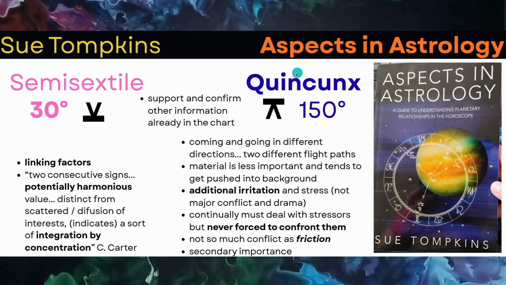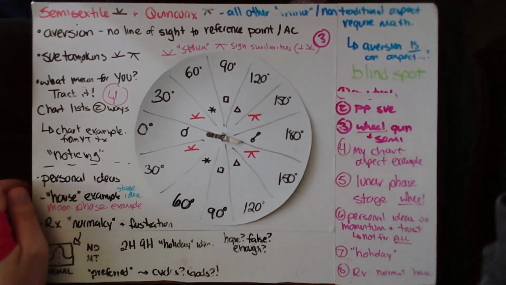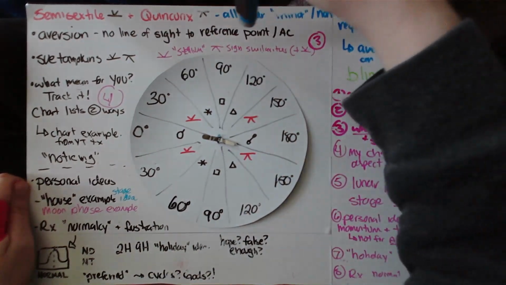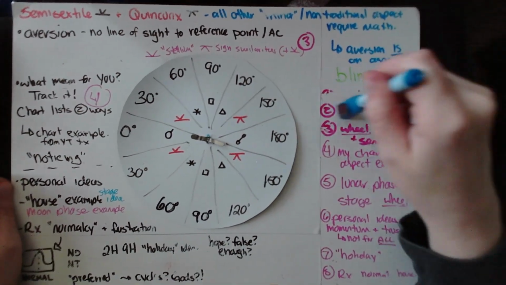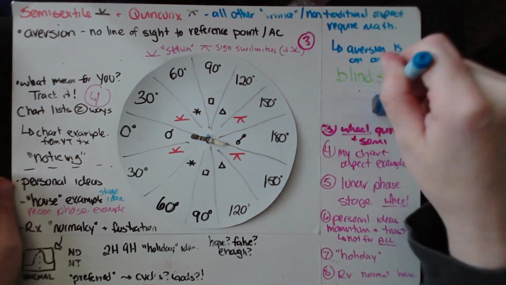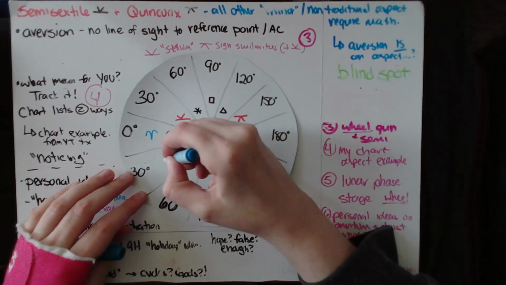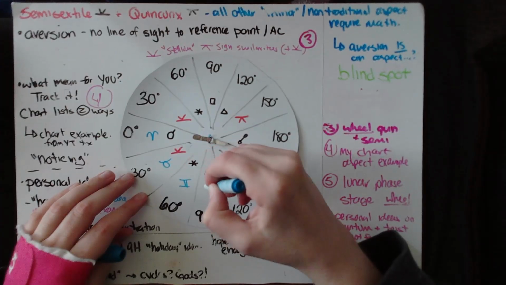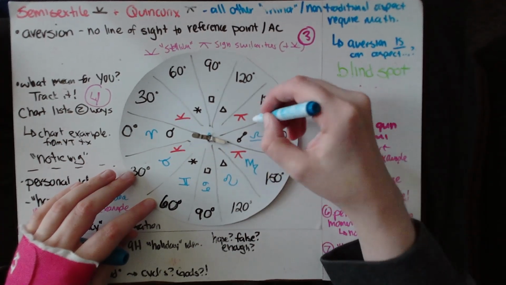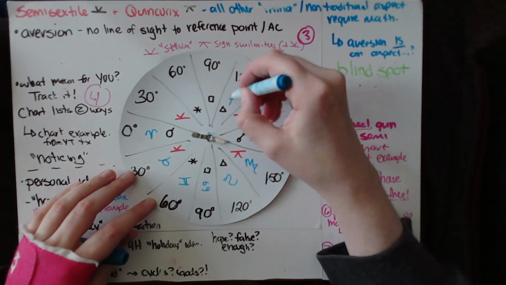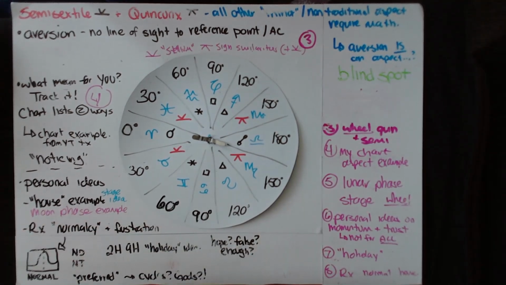So let's go back to the whiteboard. We did the Sue Tompkins part, and now I want to come back to the wheel. So if we start with Aries, Taurus, Gemini, Cancer, Leo, Virgo, Libra, Scorpio, Sag, Capricorn, Aquarius, and Pisces.